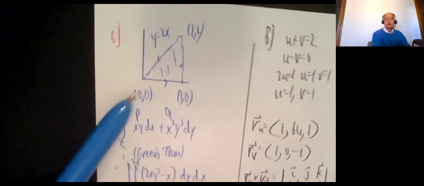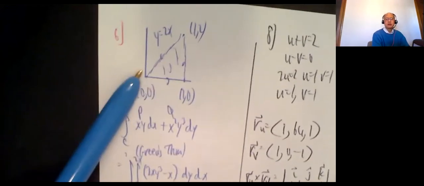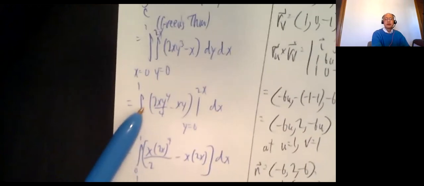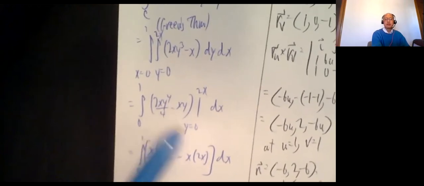So the picture is (0, 0), (1, 0), (1, 2). So this is y equals 2x. So in the integration, y goes from 0 to 2x, x goes from 0 to 1. So 2xy to the fourth over 4 minus xy. Y goes from 0 to 2x.